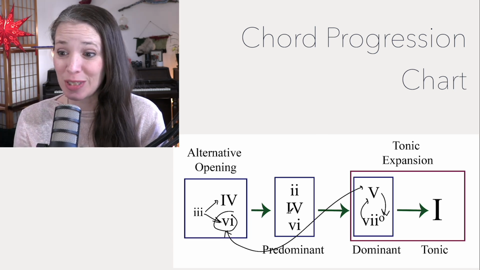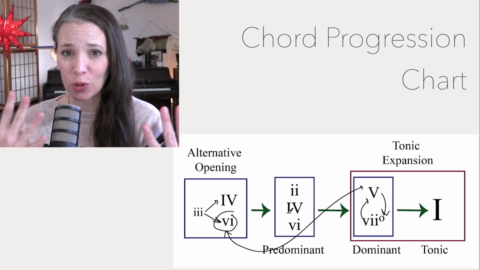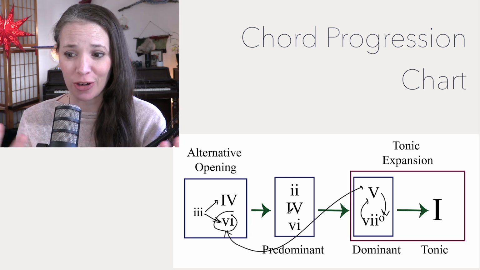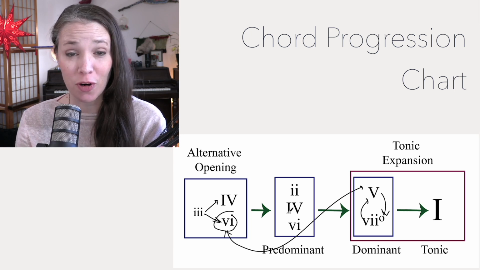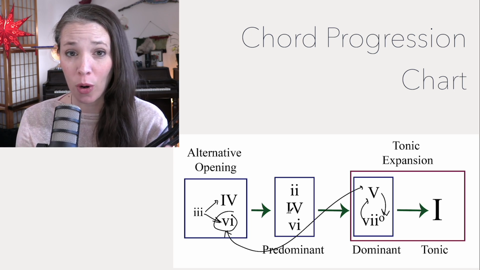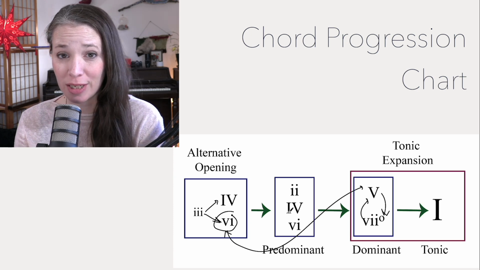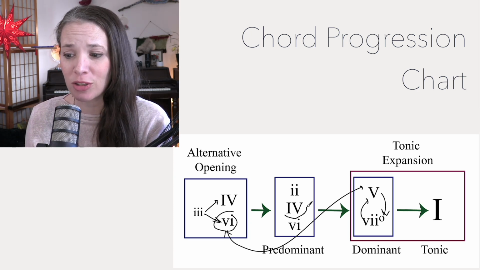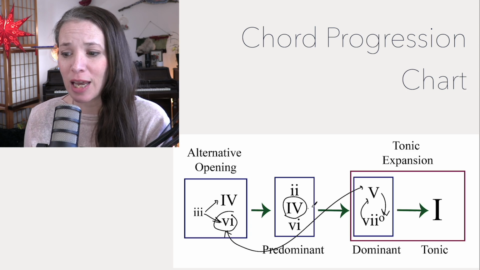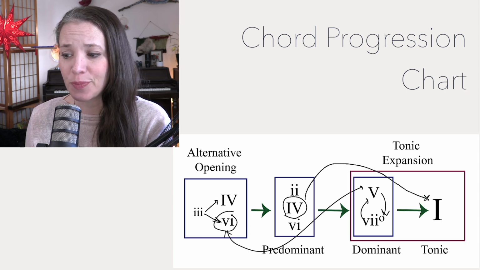What we're going to do this week is start to smash together the alternative opening and tonic expansion. So we could have tonic expansion followed by alternative opening, or alternative opening followed by tonic expansion, and somewhere in there. And then the other thing that we're going to add on just a little bit of is that 4 can now go to 1.